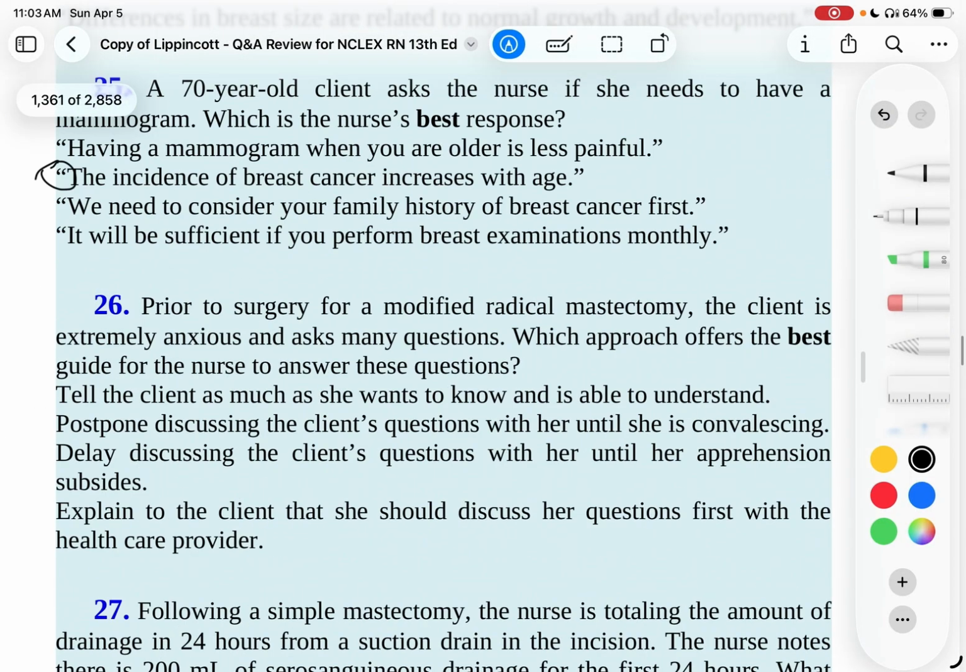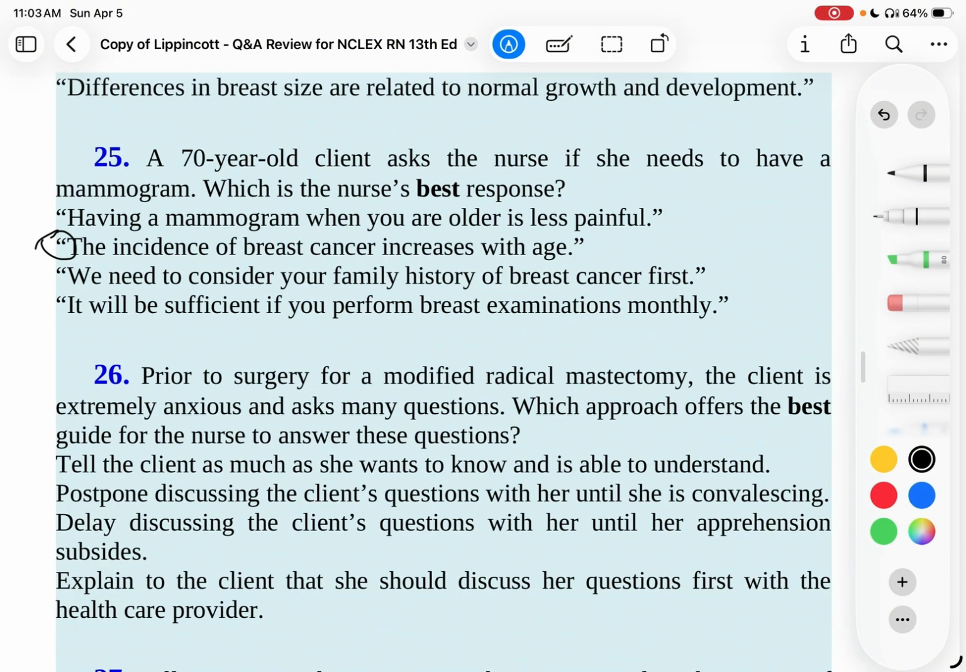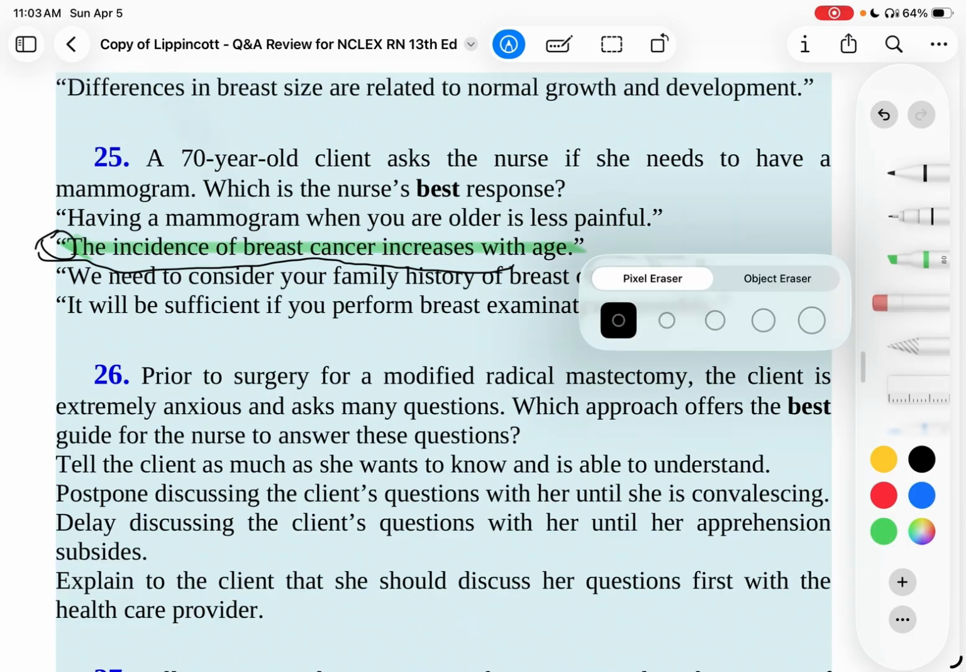A 70-year-old client asks the nurse if she needs to have a mammogram. Which is the best nurse response? The incidence of breast cancer increases with age, so she needs one.